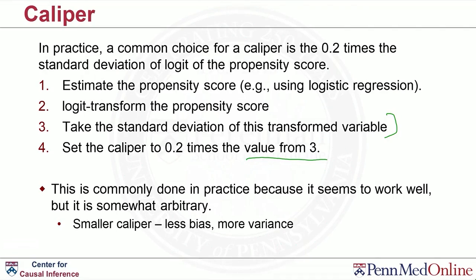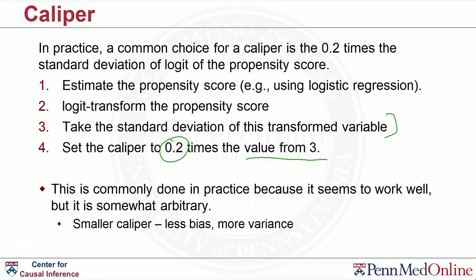0.2 times the standard deviation is a somewhat arbitrary value, but it seems to work well in practice. And this value 0.2 is something that you can change. In fact, you definitely would want to consider changing it, in the sense that you could start with a caliper of 0.2 times the standard deviation, and then carry out the matching, assess balance, and if you're unhappy with the balance, you could then make the caliper a little smaller. So you could change to 0.1, for example. You could set the caliper to 0.1 times the standard deviation. Then you'll end up with fewer matched pairs, but they should be better matches.